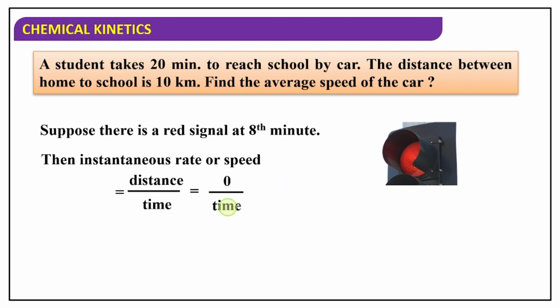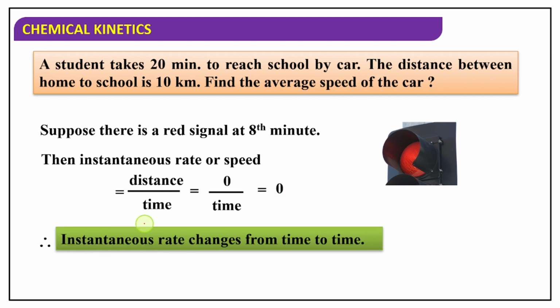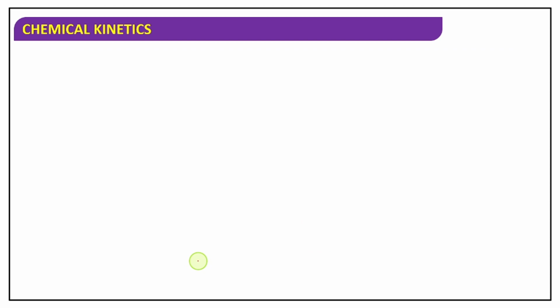No matter how long he stopped at that signal, the instantaneous rate at this particular time we can calculate as 0, right? So what we can say is, the instantaneous rate of the reaction is going to change from time to time. This is the first understanding you need to have.